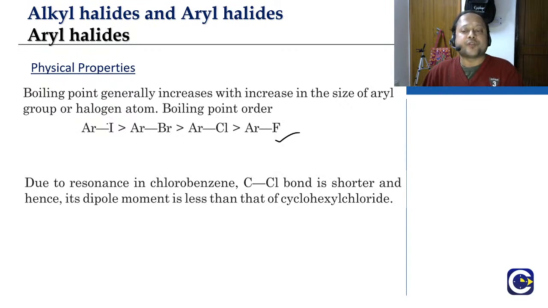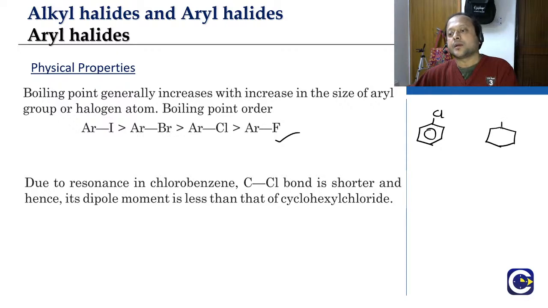One more thing that we have to remember, and it is quite often asked in your paper: if you talk about chlorobenzene and chlorocyclohexane, these two have got quite a large difference in their dipole moments, right? Chlorobenzene has got lower dipole moment while chlorocyclohexane has got higher dipole moment, right?